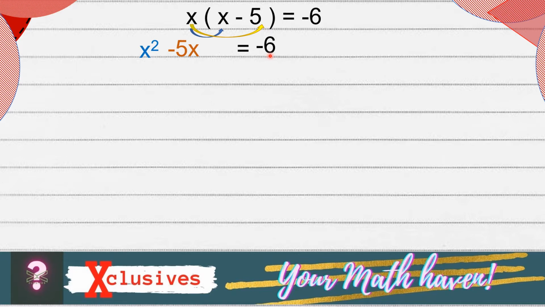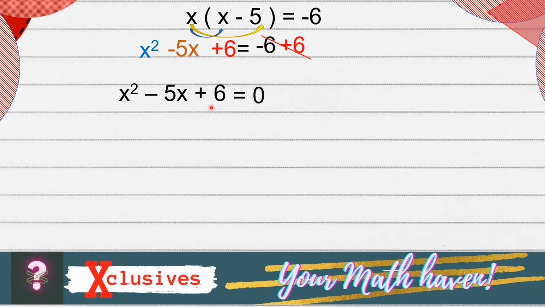Remember, to solve for the roots of this equation, we need to make this equation first into a standard form. To make this into a standard form, we need to make negative 6 be equal to 0. And to do that, we are going to add both sides by positive 6 so that we can cancel negative 6 plus 6, and that is equal to 0. And our equation is x squared minus 5x plus 6 is equal to 0.